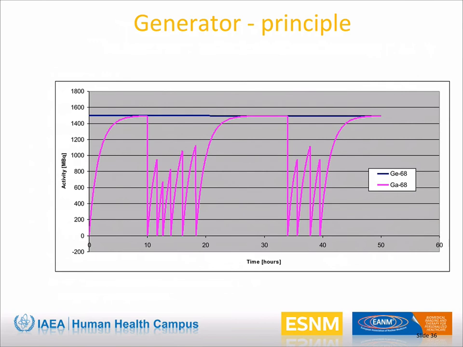So the generator contains germanium-68, which has a very long half-life, and the daughter gallium-68. And compared with the technetium generator, which is eluted once per day, sometimes twice, you can elute the germanium-gallium generator several times per day. Just let it wait a few hours between elutions so it goes back into higher activity.